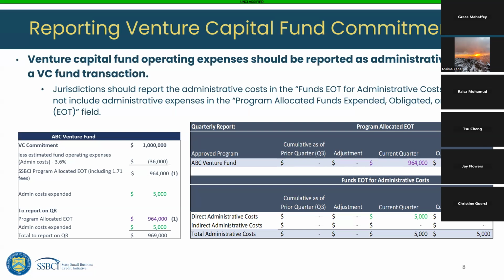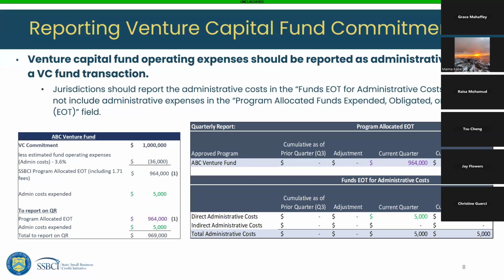This slide is obviously relevant to jurisdictions with a VC fund program. For a VC fund transaction, the total SSBCI commitment consists of the program costs, 171, and administrative costs. So the SSBCI commitment amount for program costs and 171 are reported under program allocated EOT. Admin costs will be reported under EOT for administrative costs, as explained in the previous slide. However, only the expended portion is reported on the quarterly report.